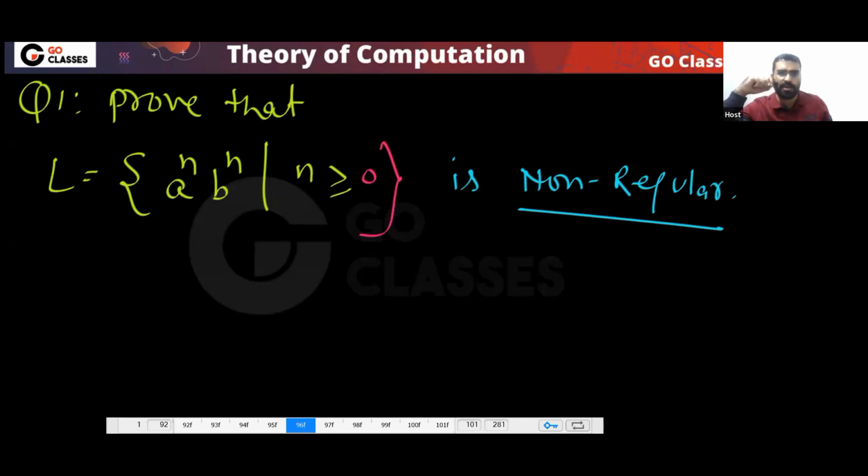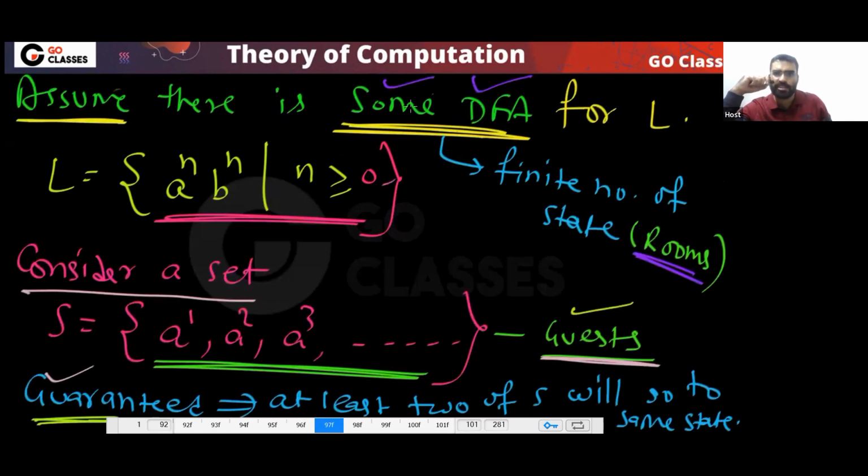Remember what we have done. This is our language, and we need to prove it is non-regular. I will assume there is some DFA. Now, forcefully, I create a set: a power 1, a power 2, a power 3, and so on. These are the strings. The guarantee is that at least two of them will go to the same state, because there are infinite strings and a finite number of states.